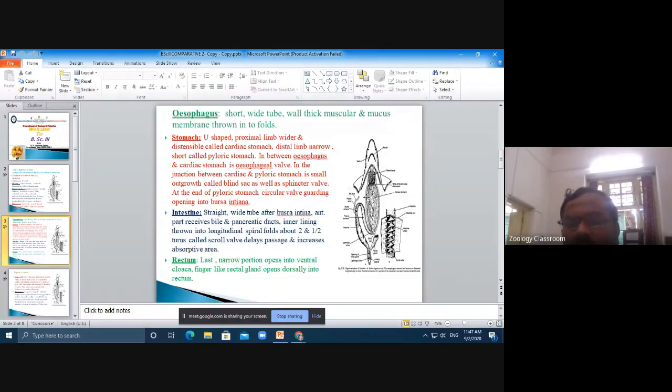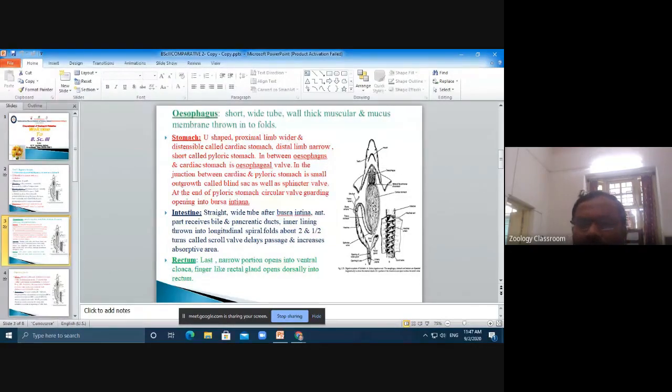Now come to the stomach. This is the first region of the stomach. The stomach is U-shaped. This is one half of the U-shaped loop, and this is the other half. The first dilated proximal chamber is called the cardiac stomach, while the posterior tubular chamber is known as the pyloric stomach. So this stomach is U-shaped.